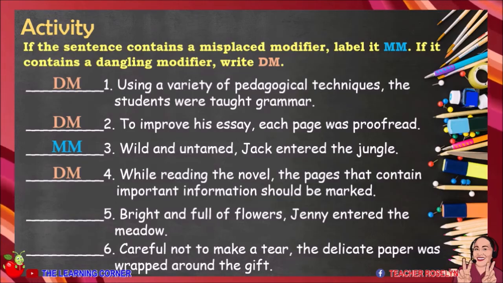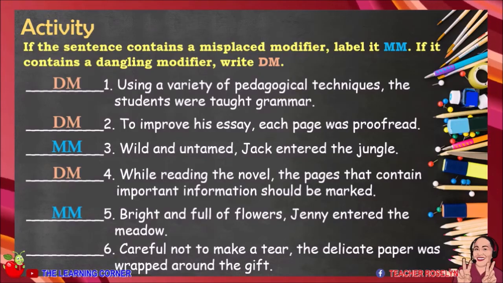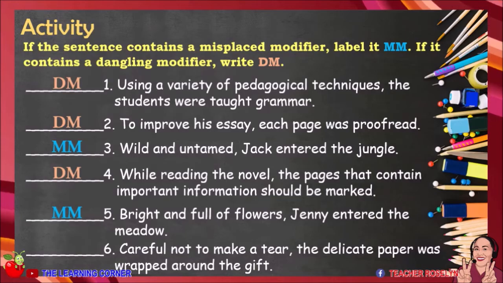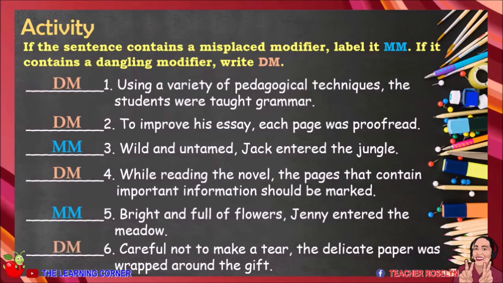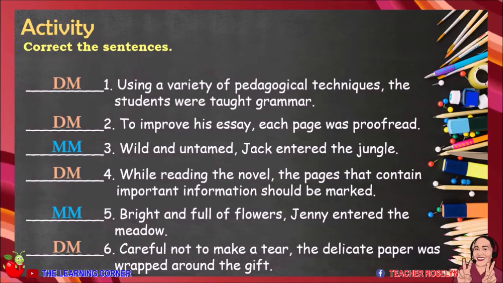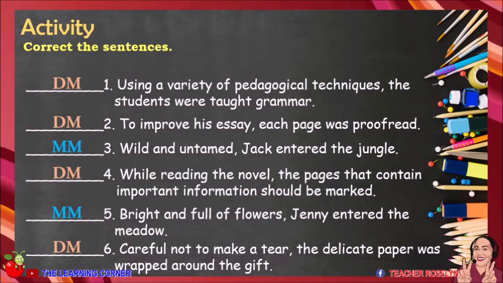Number 5. Bright and full of flowers, Jenny entered the meadow. Answer: misplaced modifier. Number 6. Careful not to make a tear, the delicate paper was wrapped around the gift. Answer: dangling modifier. Let us now correct the sentences with misplaced and dangling modifiers.